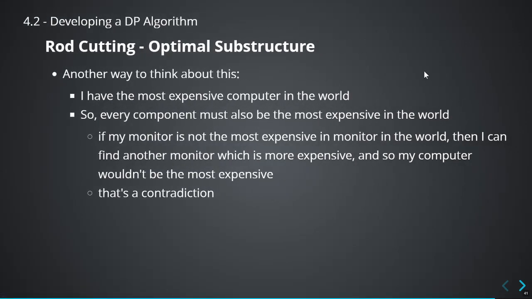I guess here's another way to think about this. Maybe it can help. If I claim that I have the most expensive computer in the world, then all the parts in my computer must also be the most expensive parts in the world, right? So I can't say I have the most expensive computer in the world, but my monitor is not the most expensive monitor in the world. Then that means I don't have the most expensive computer in the world, because I can find a monitor which costs more than what I have right now. I add it to my computer setup, then I will have something which is more expensive. So I can't claim that I had the most expensive computer in the first place. That doesn't make sense. That's a contradiction, right?